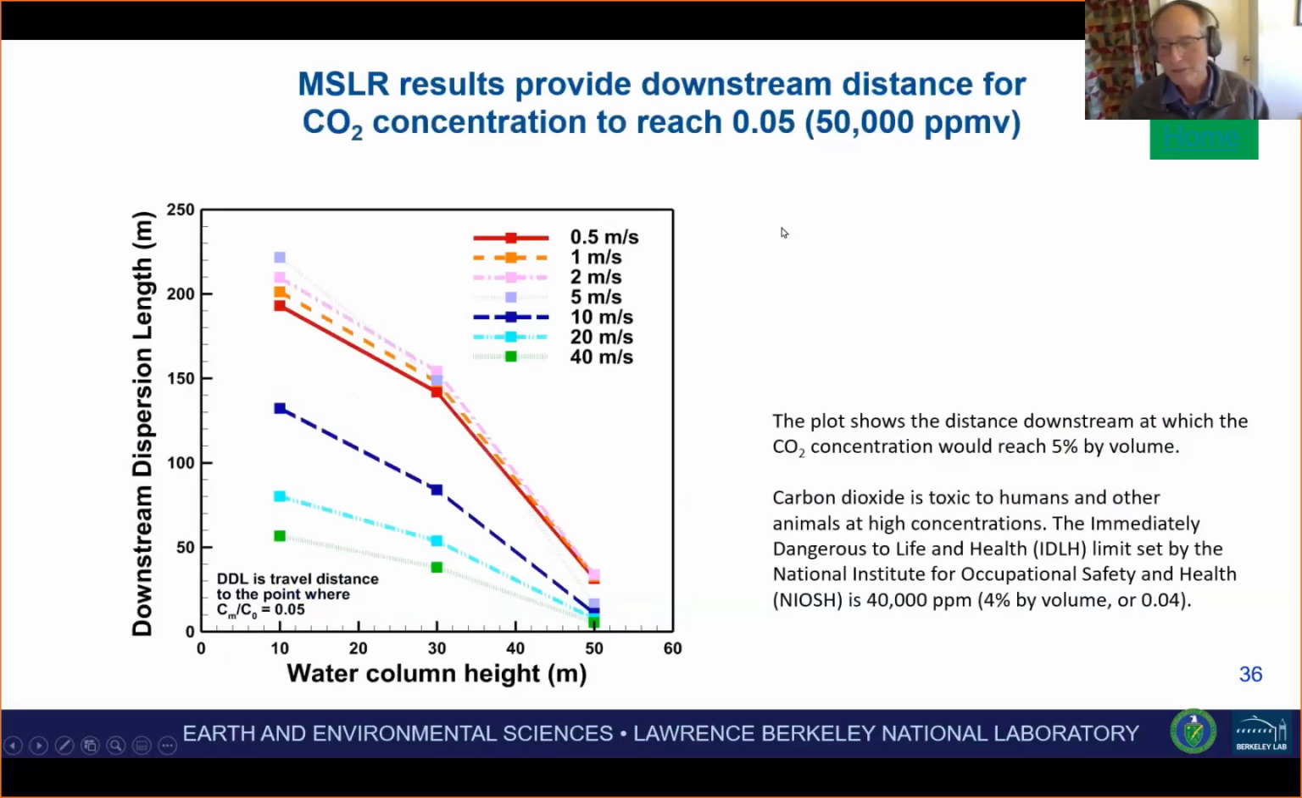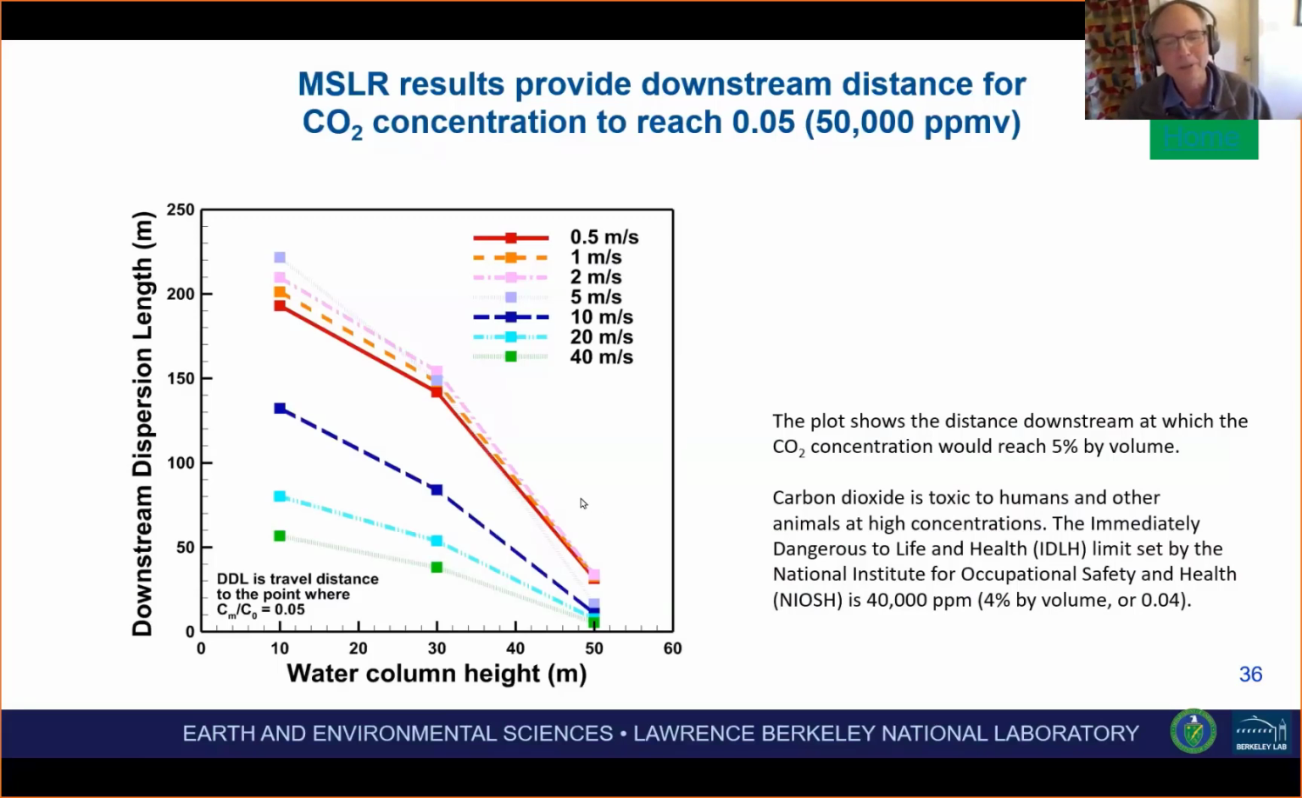So here's the main result now of the MSLR. This is the NRAP multi-source leakage ROM. These results provide the downstream distance for the CO2 concentration to reach 0.05, or 1/20th of its original concentration. So once again, I'm making this plot as a function of the 5 different cases for water column height, and this is the downstream dispersion length, or how far it has to travel before it reduces by a factor of 20. So these results are kind of interesting.